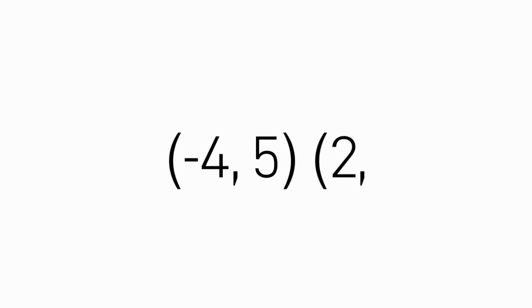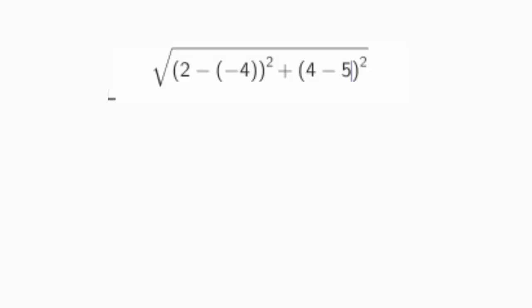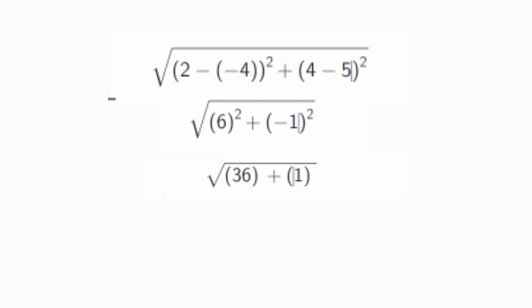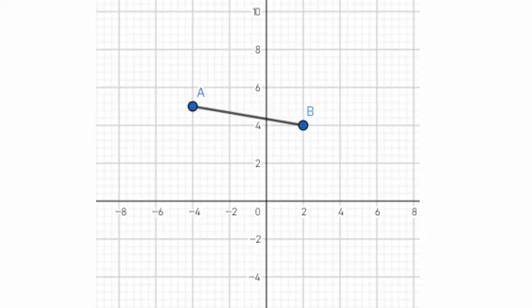For example, plot the points negative 4, 5 and 2, 4. Then find the distance between them. d is equal to the square root of 2 minus negative 4 squared plus 4 minus 5 squared is equal to the square root of 6 squared plus negative 1 squared equals the square root of 36 plus 1, and the answer is square root of 37.